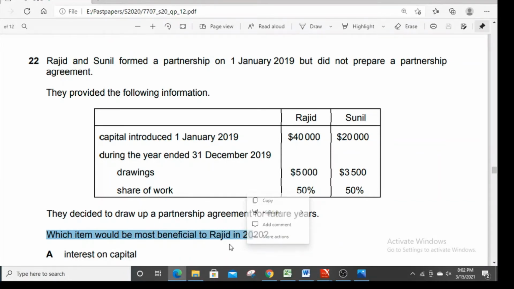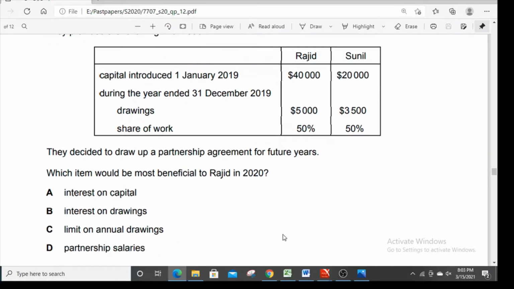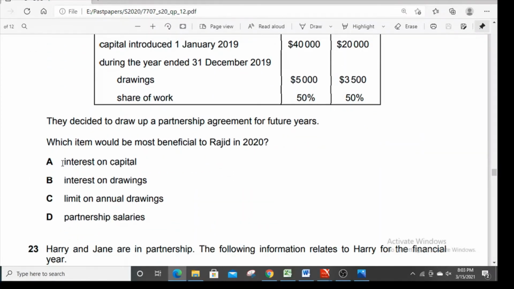Now, looking at this, we can see that for Rajit, he is introducing capital double of Sunil. Drawings are higher in his case, and share of work is equal. So, for our options, interest on capital: if interest on capital is to be paid, then Rajit is going to get double of Sunil because his capital introduced is 40,000. So, of course, it's an advantage to him there.